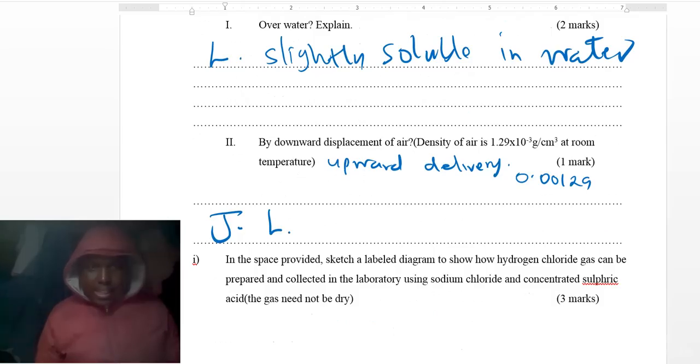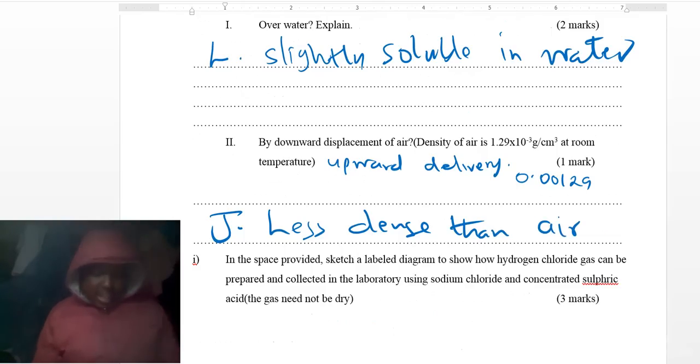Why? It is less dense than air, because any gas that is less dense than air is going to be collected by upward delivery. So you can see now the way they combine a question and bring Form 1 work inside. So this is the periodic table that has gone to chemical families. From chemical family they have taken you back to Form 1.